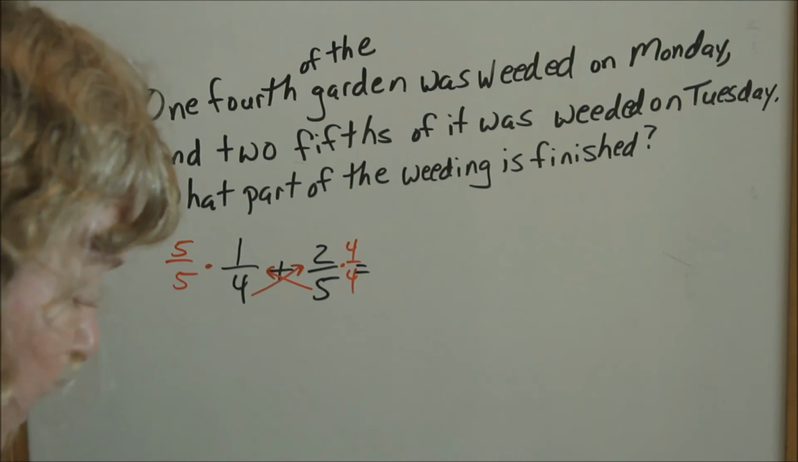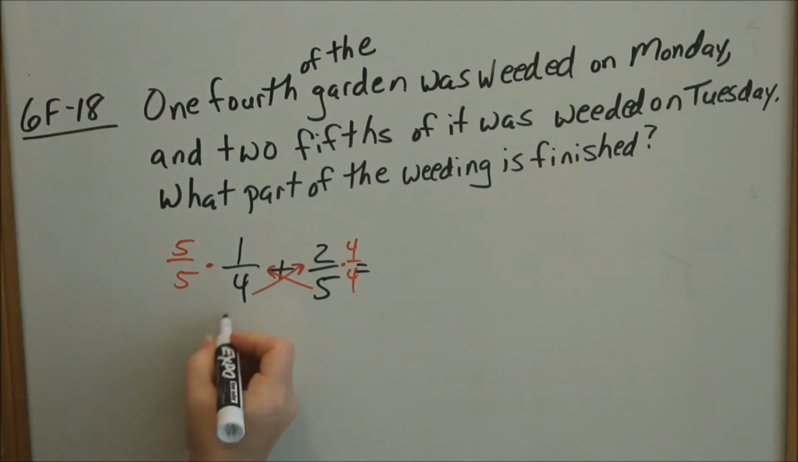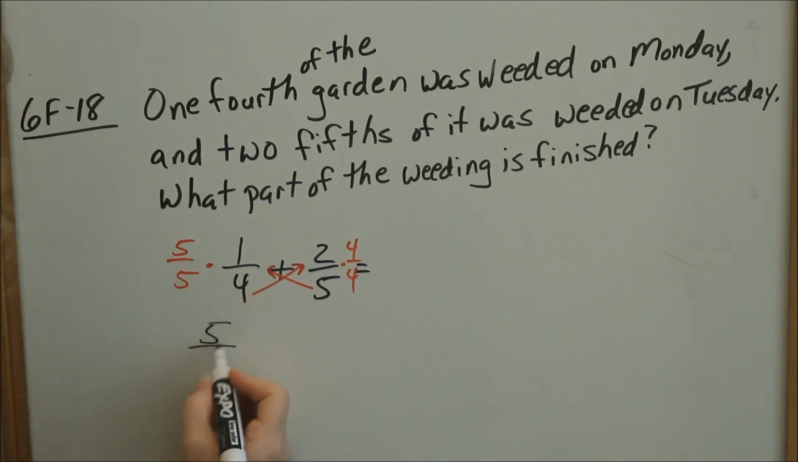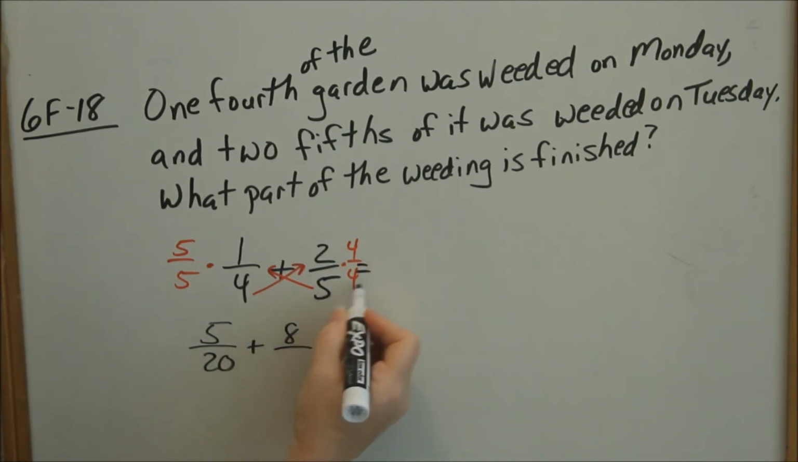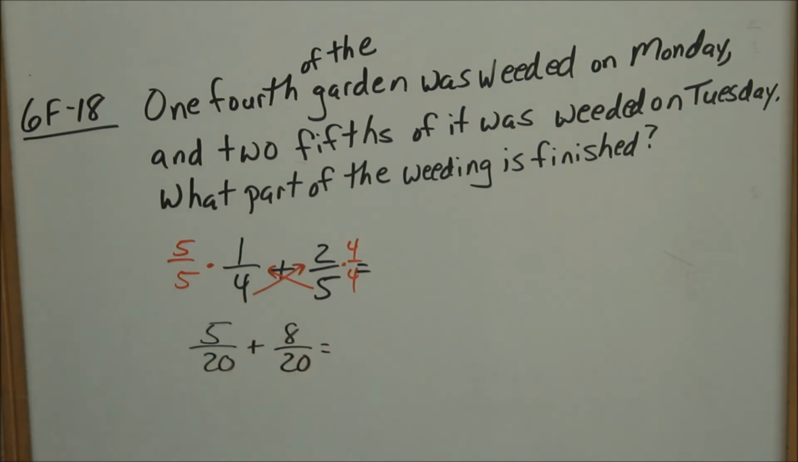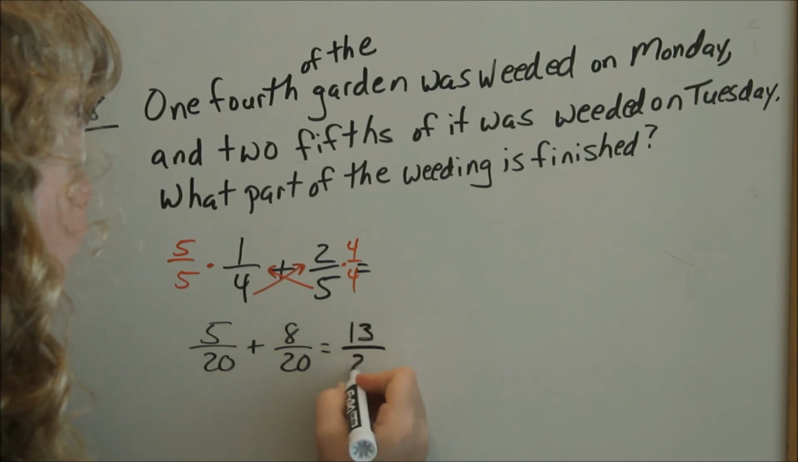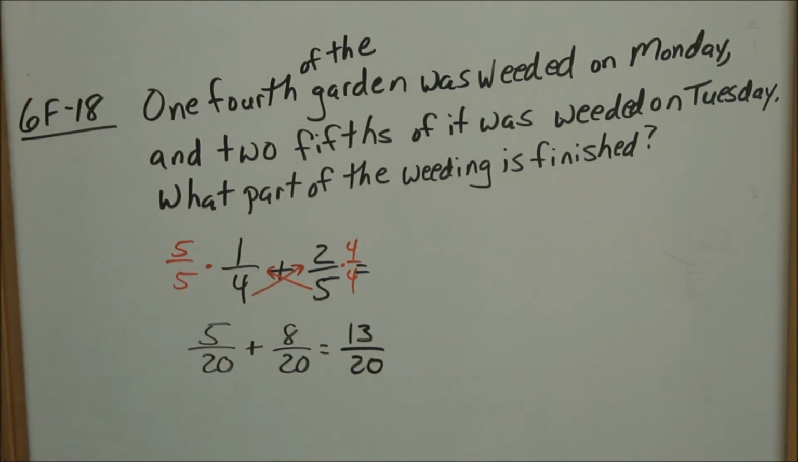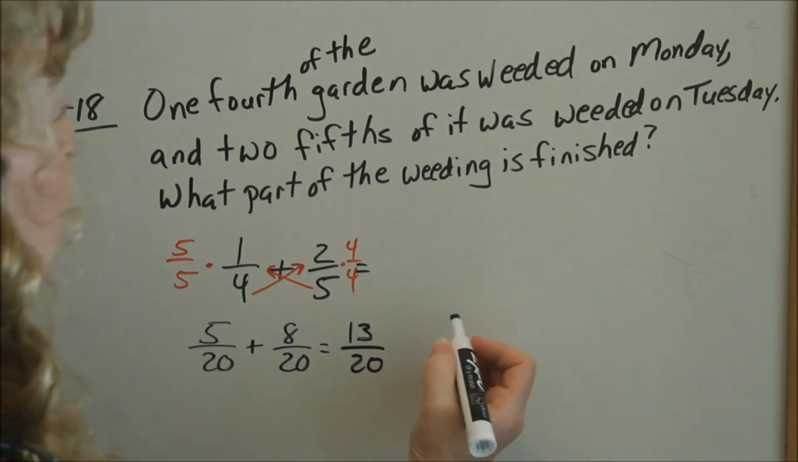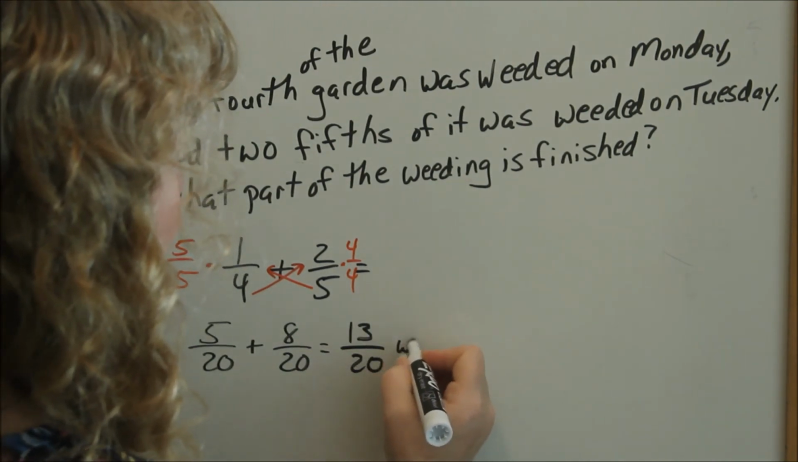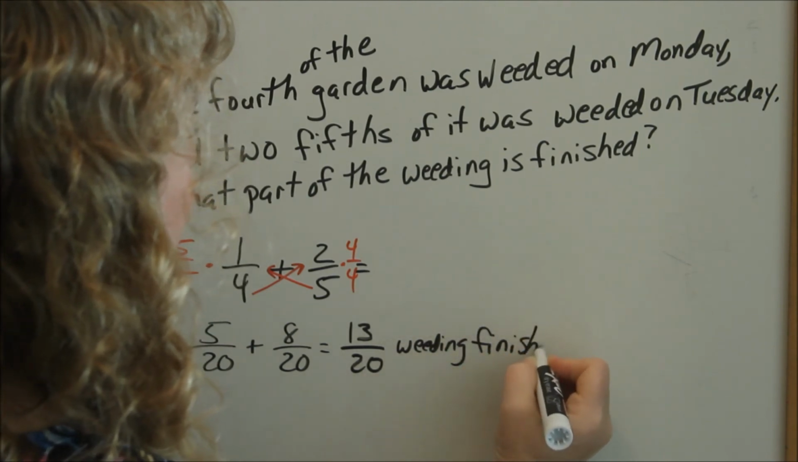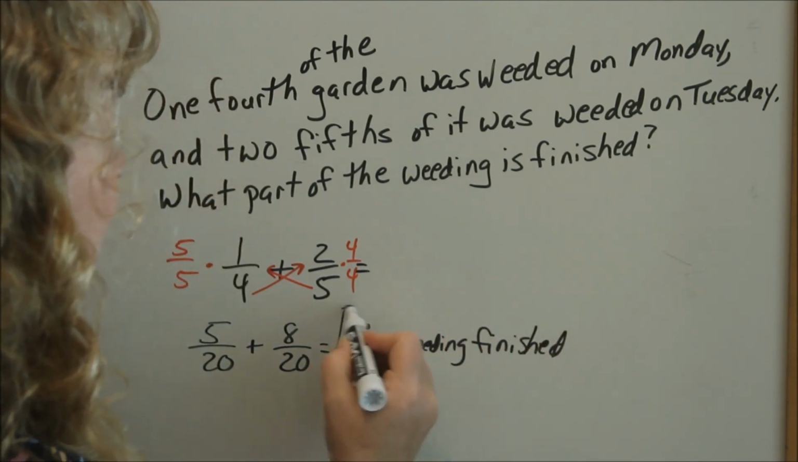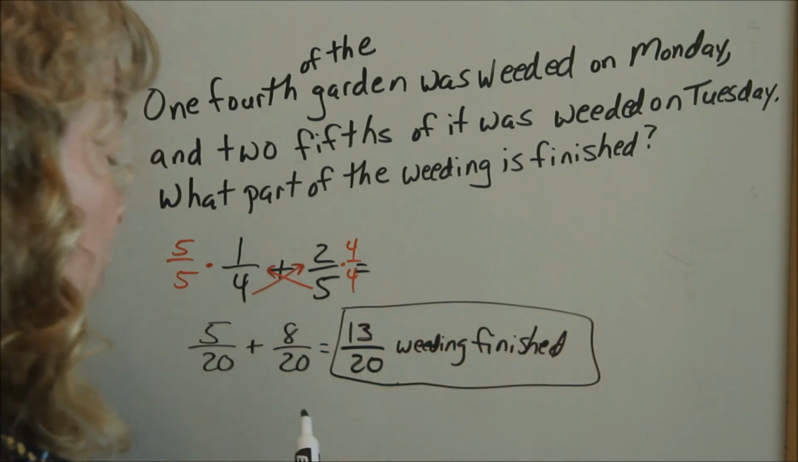Now your new fractions will be multiplying straight across. 5 times 1, 5. 5 times 4, 20. Plus 2 times 4, 8. Over 5 times 4, 20. Now only add your numerator. 5 plus 8, 13. Over 20. And 13/20 will not reduce, so 13/20 of the weeding is finished. When it's a word problem, you should be putting words after it to know what 13/20 represents.